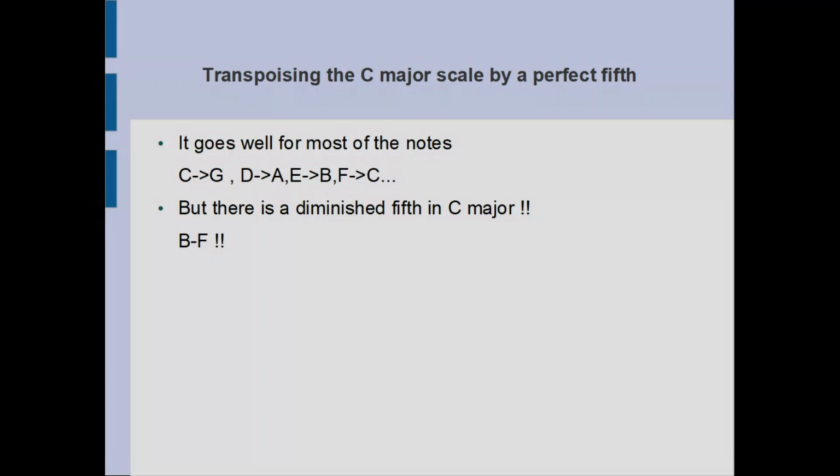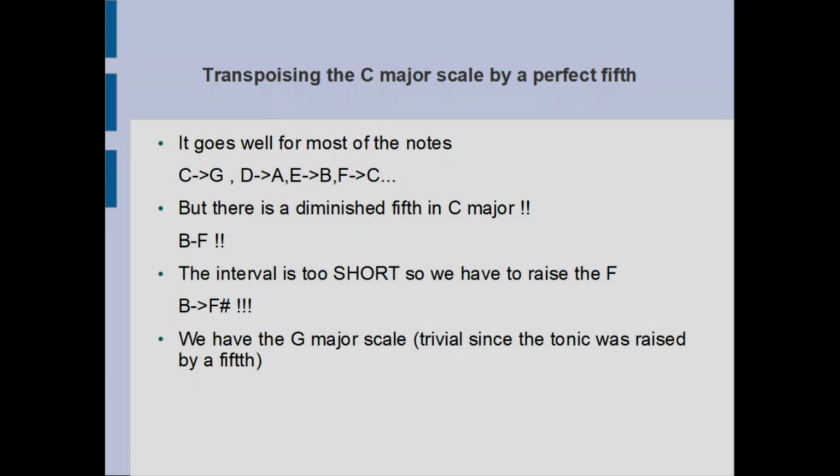But there is a diminished fifth in the C major scale. What is it? The interval B-F is a diminished fifth. So if we start on B and transpose by a perfect fifth, we get to F sharp, because the interval is too short, and so we have to raise the F.